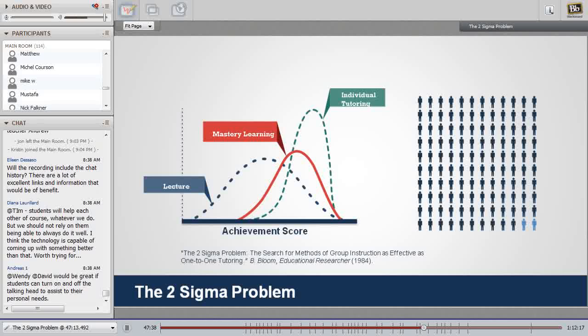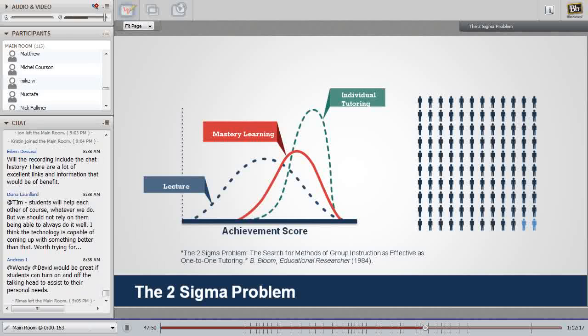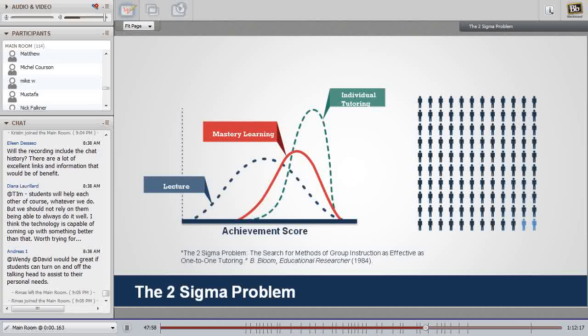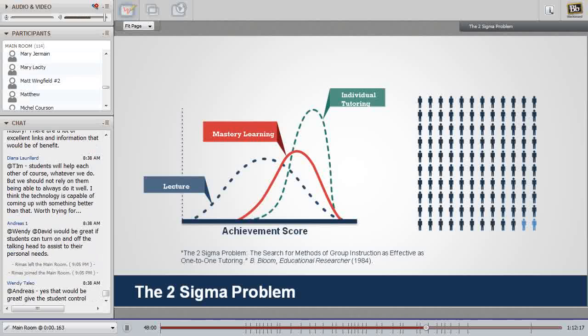The reason Benjamin Bloom called this the two sigma problem is that we as a society today simply cannot afford to give each student an individual tutor. But I think that we could certainly afford to give each student a computer, and with mastery learning, this idea of allowing students to attempt homework over and over until they get it right, they have a firm foundation to build on before moving on.